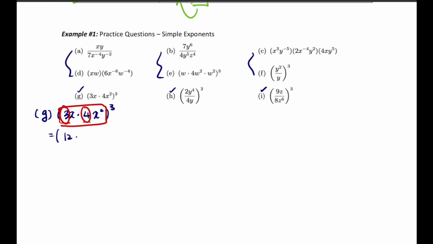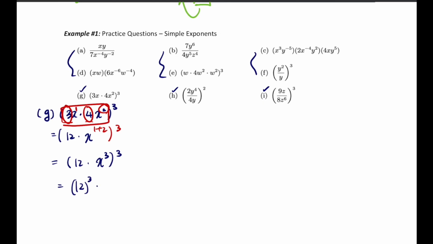So 12 times x, with 1 hidden as a power for the first x, and then 2 with the second x. So 1 plus 2, to the power of 3. That's the remaining part of the equation. So it's 12 to the power of 3 times x to the power of 3 times 3, which gives x to the power of 9, because we multiply these two, get this number, and we expand that outside exponent to the inside exponents. That's the expanded power rule.